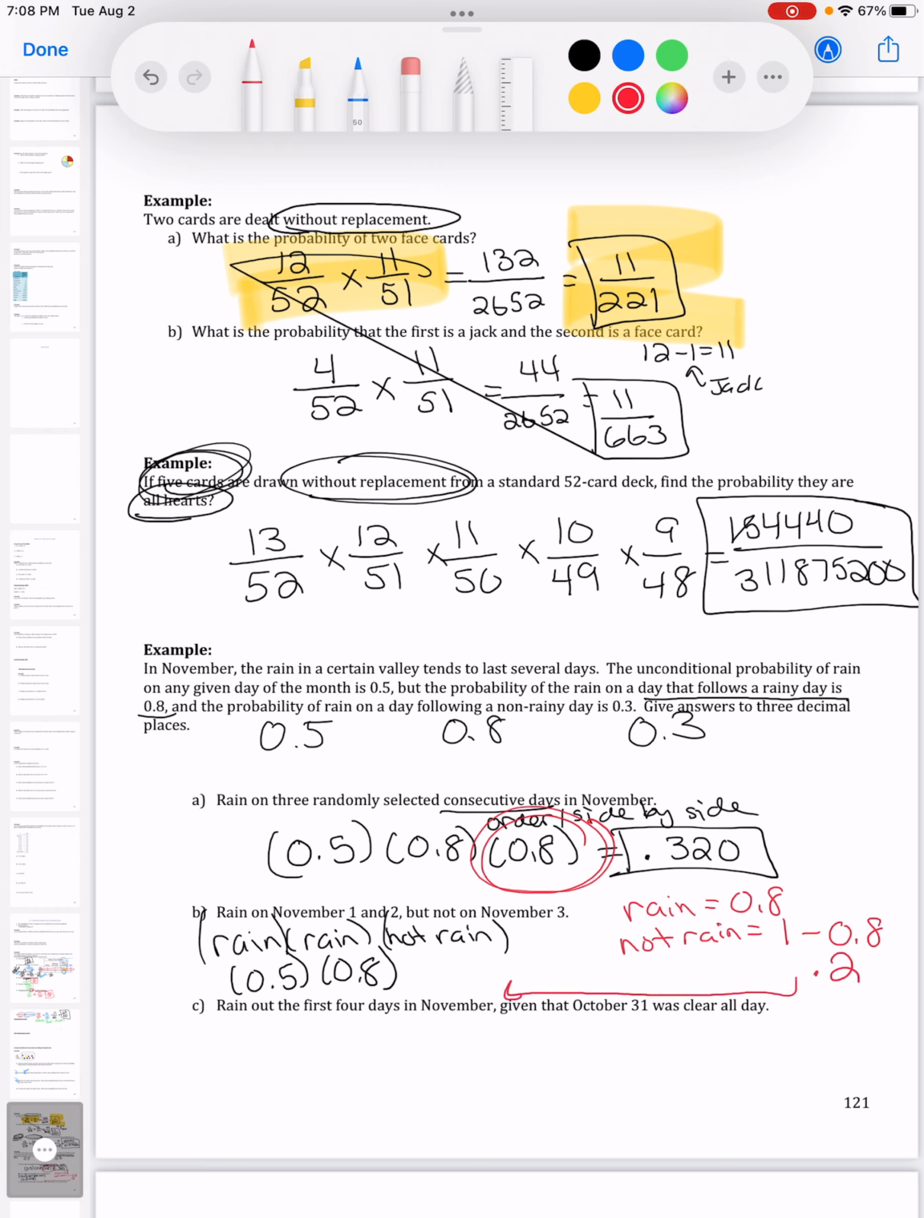So that's what I'm going to put right there for the not rain. Typing this in my calculator, that's going to give me the answer of 0.080. And I'm just going out to that 0 because it said 3 decimal places. If you put 0.08, I am not going to count that wrong.